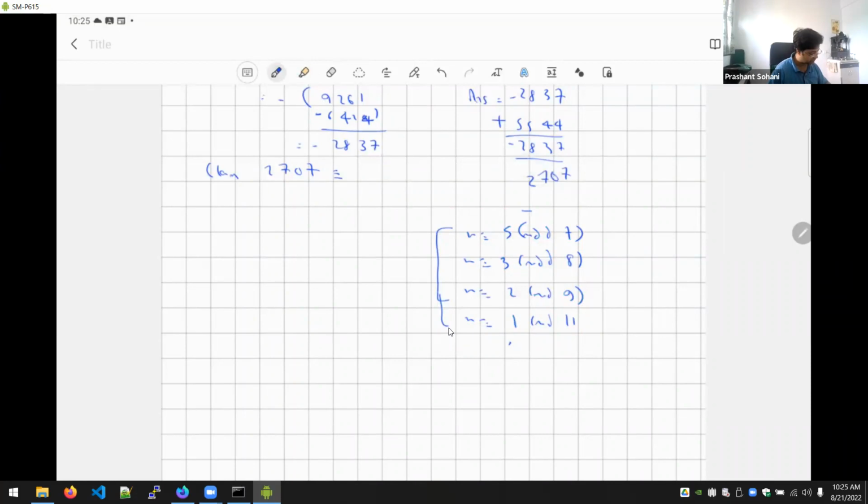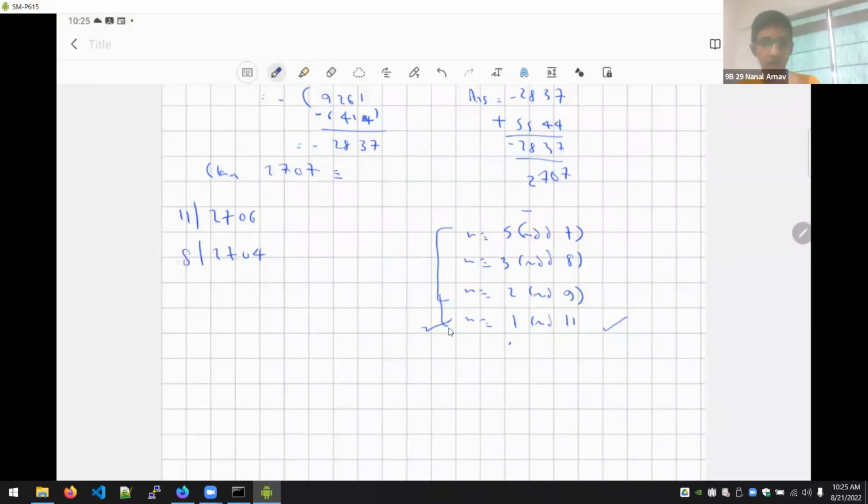Okay, so at least one mod 11 seems to be correct, because 11 divides 2706. So this is true. Is it 2 mod 9? No, it is not 2 mod 9. So we have some mistakes there. This is 3 mod 8. Yes, sir. And this is 5 mod 7. Yes, this also. All of these are true.